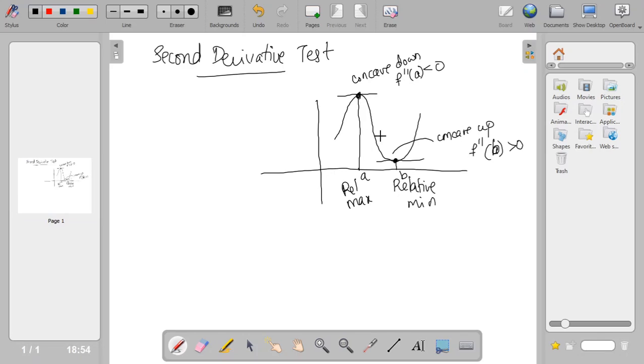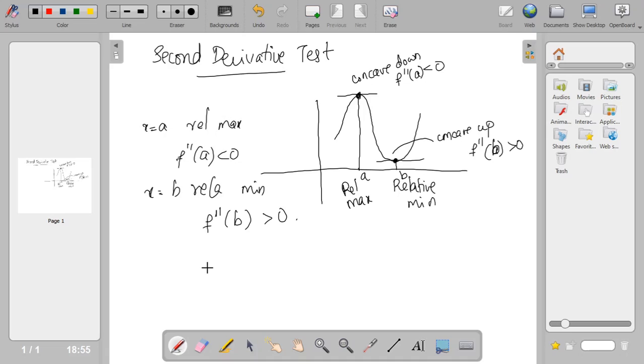So from this observation we will get the second derivative test. അപ്പോൾ when you have a relative maximum, the function will be concave down. So if x equal to A is a relative maximum, then f double dash of A will be less than 0, and if x equal to B is a relative minimum, then the function will be concave up, so f double dash of B will be greater than 0. So this is the geometrical idea from which you obtain the second derivative test.